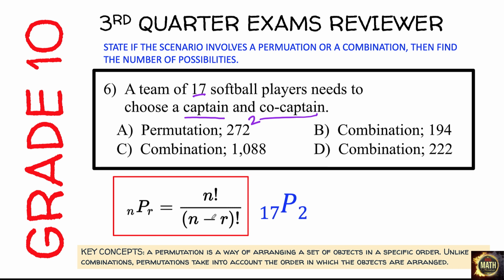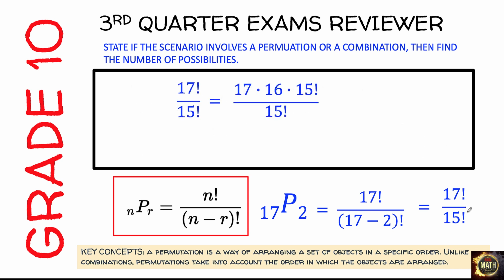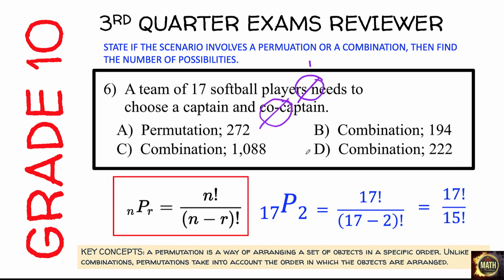So we have N permuted R at a time, we have 17 P 2, and use the formula, 17 factorial over N minus R, which is 17 minus 2 factorial. This is equal to 15, so we have 17 factorial over 15 factorial. Then, just perform the computation. 17 times 16, then stop at 15 factorial because there is 15 factorial in the denominator that we can cancel out. And we can divide the two to arrive at a quotient of 1. So what's left is 17 times 16, which is equal to 272. So ang sagot po dito is letter A.